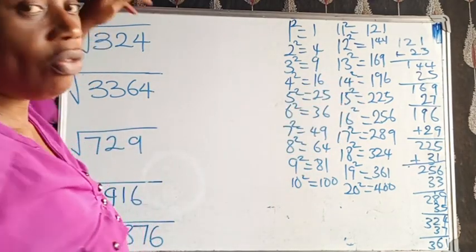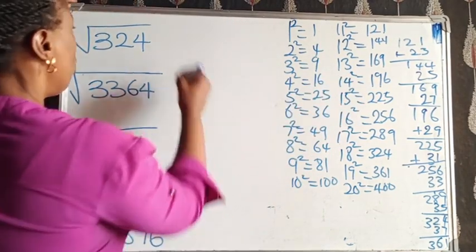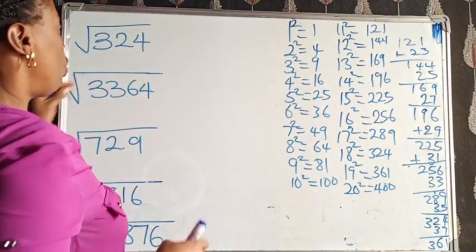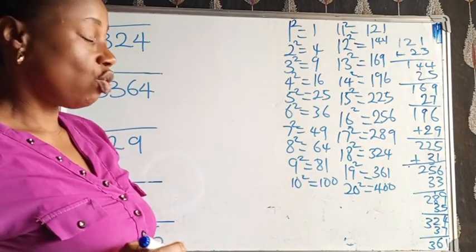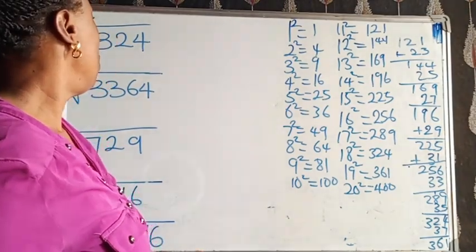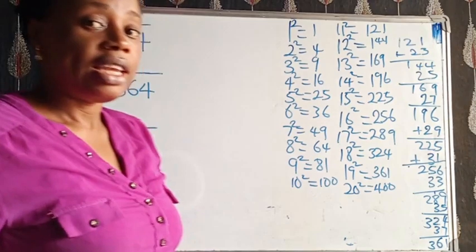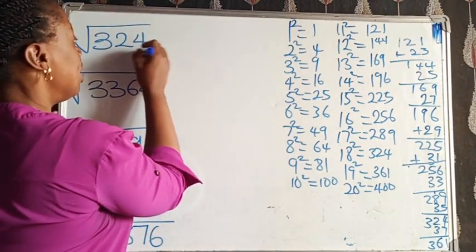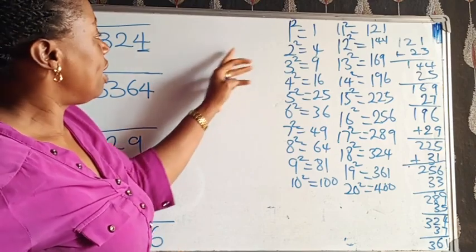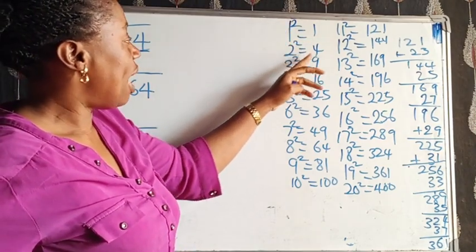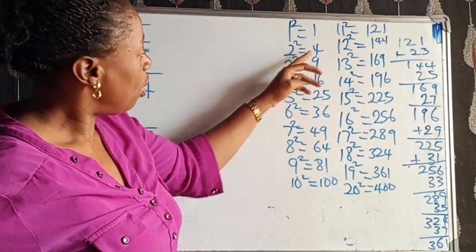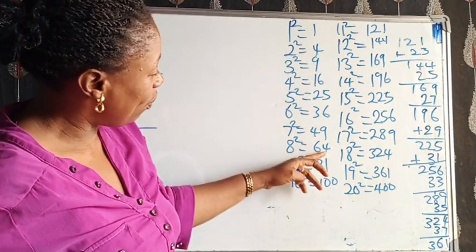Now, let's come over to the main work. So here, we are to find the square root of 324. Now, when you want to find the square root of any number, the first thing you do is look at this last number. Is it the numbers that give you a square ending in 4? You have 4 here in the answer, and we have 4 here.